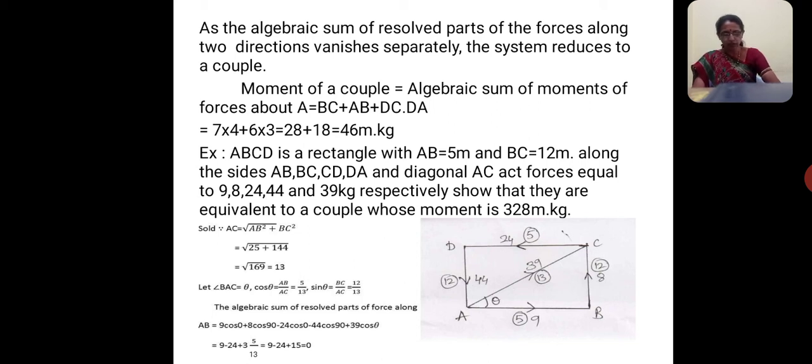Therefore, the algebraic sum of the resolved parts of forces along AB equals 9 into cos 0 plus 8 into cos 90 minus 24 into cos 0 minus 44 into cos 90 plus 39 into cos theta, that is equal to 9 minus 24 plus 39 into 5 by 13, that is equal to 9 minus 24 plus 15, that is equal to 0.